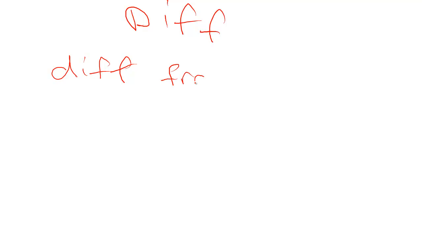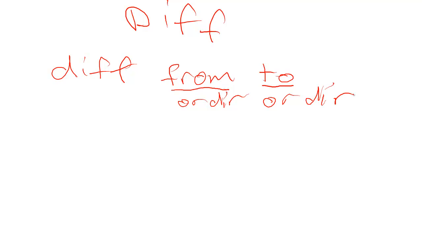To review, to use diff, you just say diff, the file that you're comparing from, and then the file that you're comparing to. From can be a directory, and if from is a directory, then to can also be a directory.